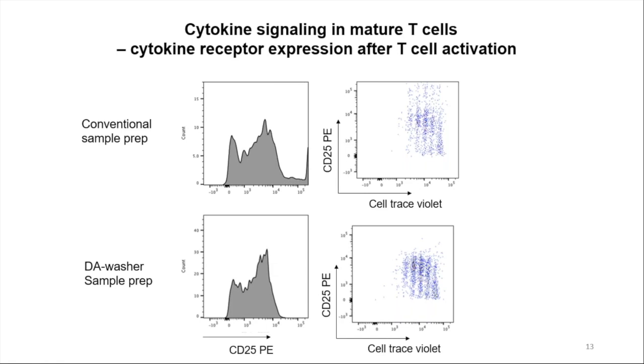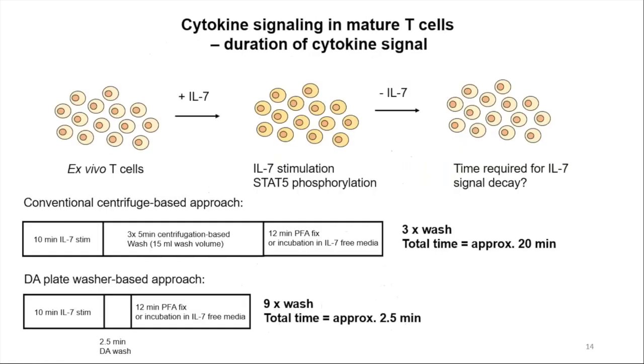And the next application is probably going to be more interesting, because in this we are not using the DA plate washer for the antibody staining. We are using it actually during our experiment. So what we are interested in this experiment is we want to test how long will IL-7 induce STAT5 phosphorylation, how long will that persist after the IL-7 has been removed?